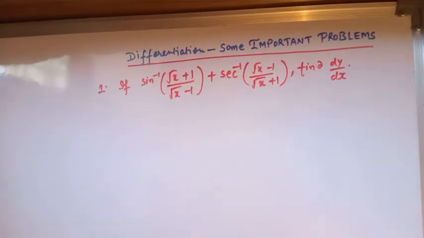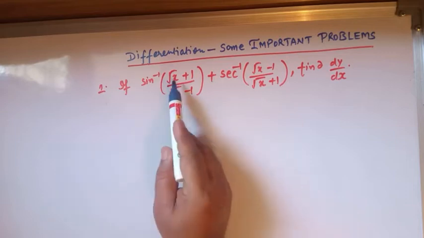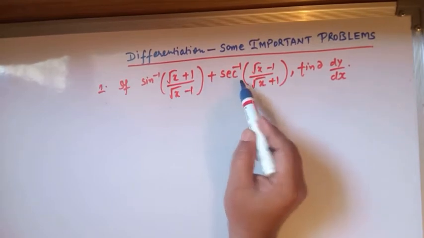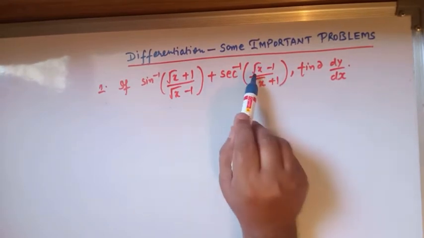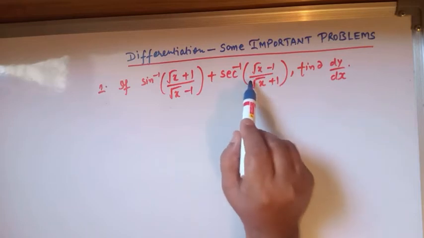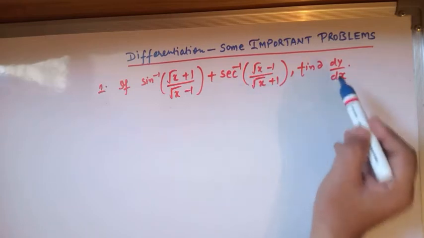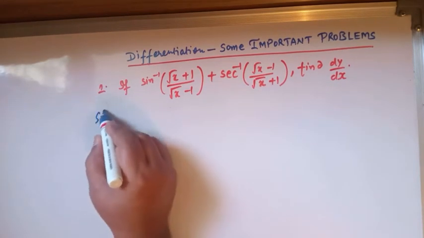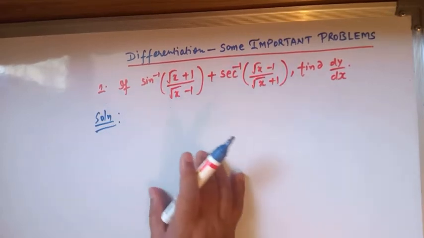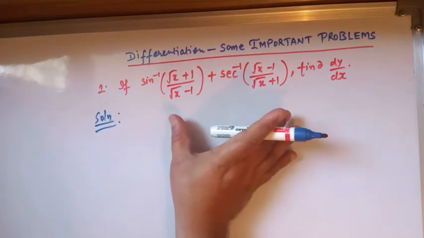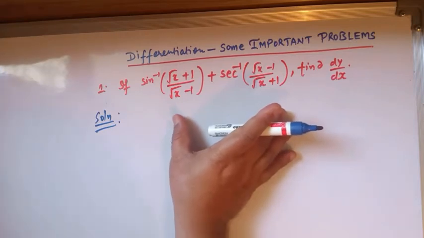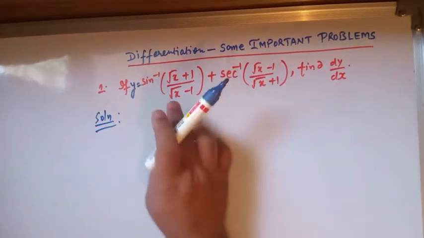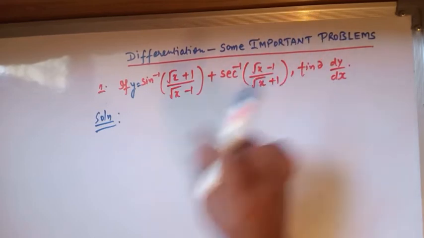So the first problem is, if y is sine inverse of square root of x plus 1 divided by square root of x minus 1, plus sec inverse of square root of x minus 1 divided by square root of x plus 1, we have to find the derivative dy over dx. So viewers, here we have to closely examine this question. Clear? We have this expression and we have to find its derivative. Now here we are given y is equal to sine inverse of this expression plus sec inverse of this expression.